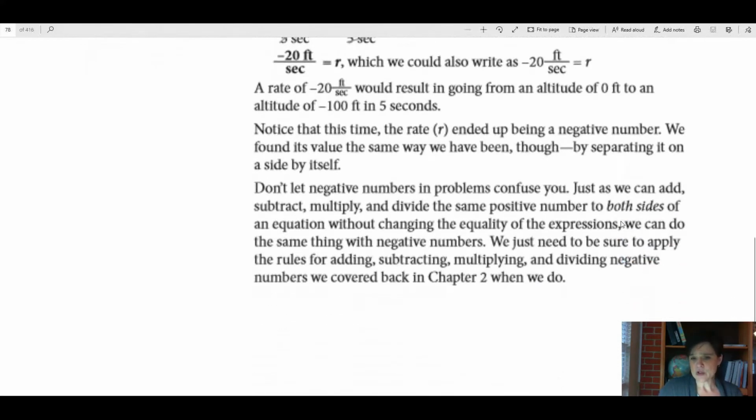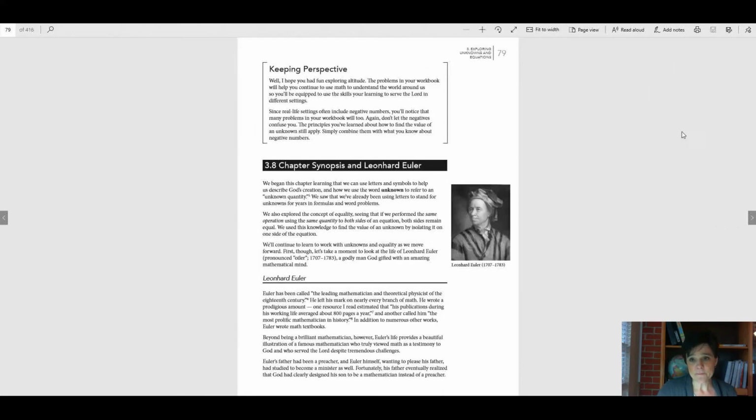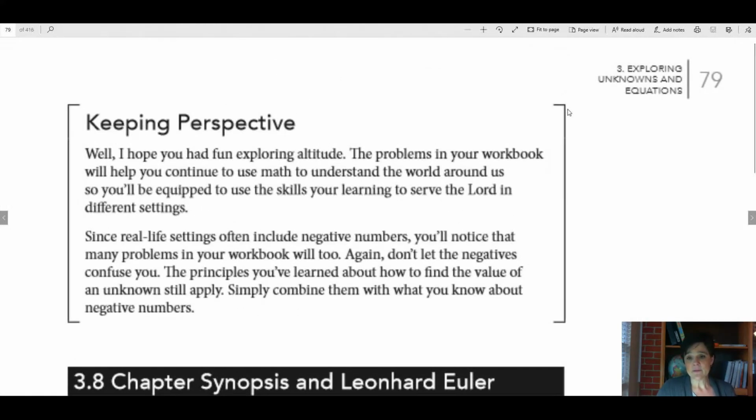Don't let negative numbers in problems confuse you. Just as you can add, subtract, multiply, and divide the same positive number to both sides of an equation without changing the equality of the expressions, you can do the same thing with negative numbers. You just need to be sure to apply those rules for adding, subtracting, multiplying, dividing negative numbers. We covered that way back in Chapter 2, I think in Book 1. No, it was Book 2. Anyway, I think you should have a chart, too, that helps you keep in mind what we do here when we do the negative and positives.